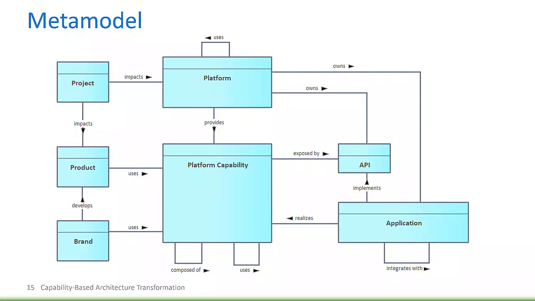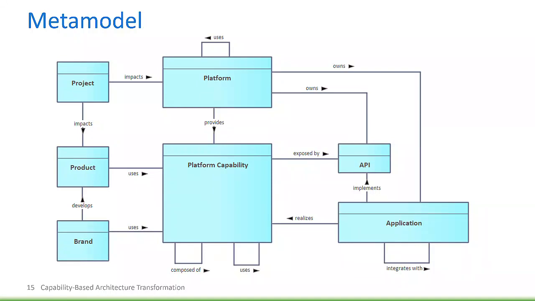So the whole idea is that we have platforms at the top. First of all, platforms may use other platforms. Again, we do not want one platform to implement some functionality that's already being provided by another platform. So that would be a high level mapping between each individual platform. But ultimately, a platform provides a set of platform capabilities, and those platform capabilities are composed of other platform capabilities. So that represents the decomposition. And then from a logical perspective, one platform capability may use other platform capabilities within the same platform or across the ecosystem to other platforms.